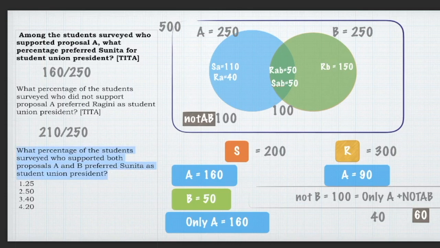What percentage of the students surveyed who supported both proposals A and B preferred Sunita? People who supported both A and B, the total number is 100, and people who preferred Sunita was 50. So the percentage is 50 out of 100 or 50%. My answer should be option 2. So that's it. I am going to stop right now, and leaving the fourth problem for you to solve is not going to be a challenge at all.